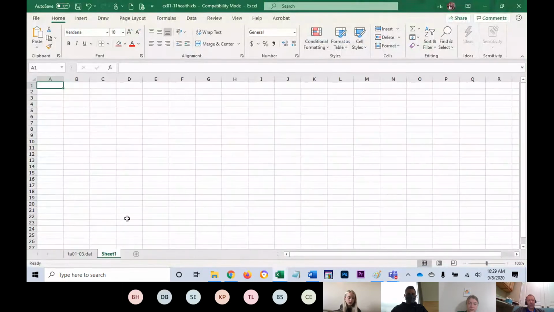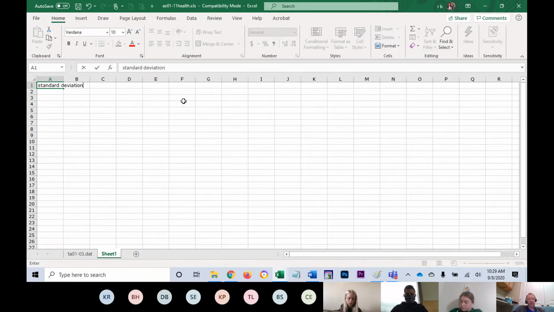But we're going to figure out standard deviation. Okay. Standard deviation. I want you to think of it as the average distance from the mean.